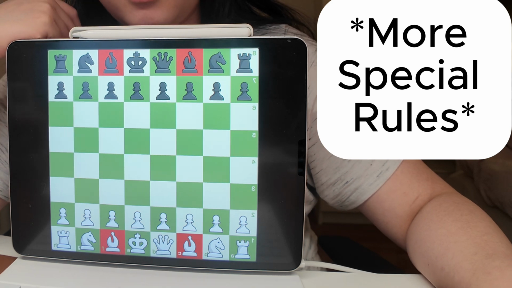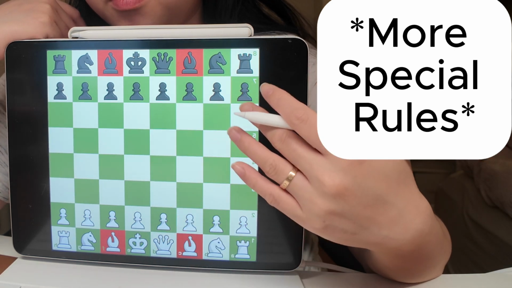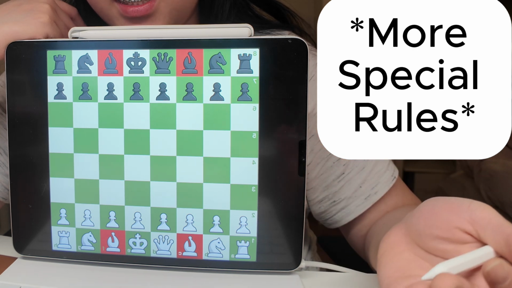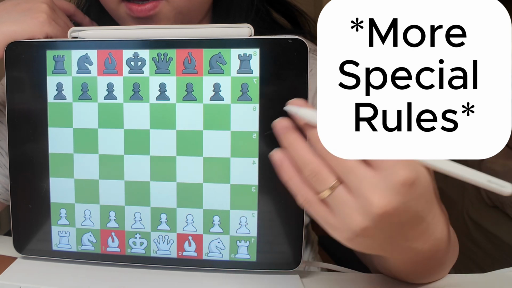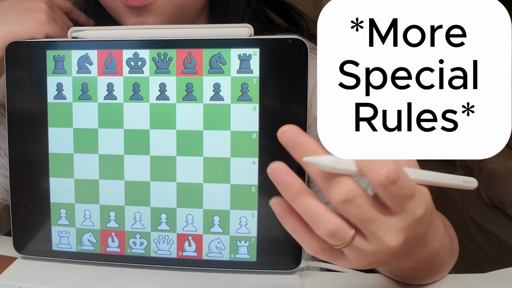So the first one, I think we already talked about: the pawn promotion. That's why I was saying the pawn has potential and has a strong aspect to it.